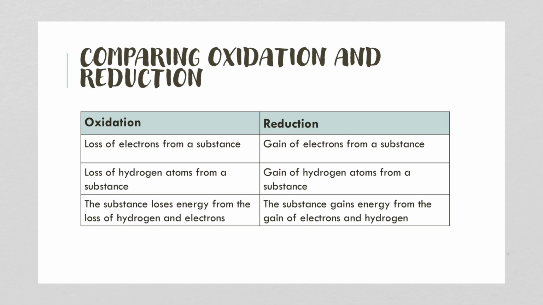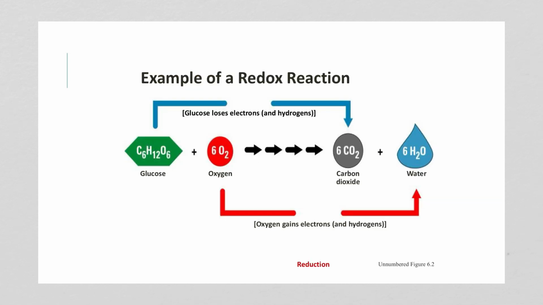On the other hand, if you see something being reduced, the molecule on the left-hand side will have fewer hydrogens than the one on the right-hand side. So it's gained electrons, it gained hydrogen, and when that does that, it gains energy from that gain of electrons and hydrogen. So we'll look at some examples, and this will make more sense, I believe.